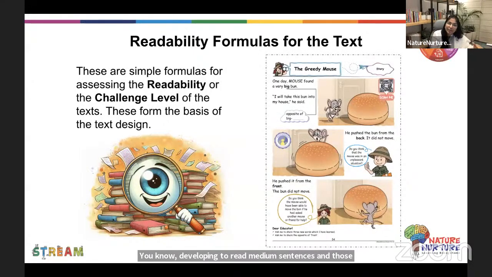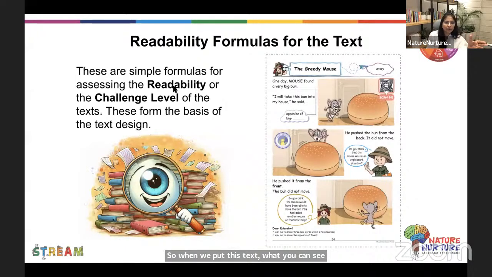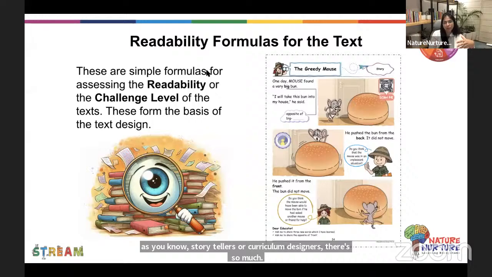But for that, you need to know the learning levels of every child, so you have to keep observing on a day-to-day basis. There are simple formulas, and there are softwares. We put the text in and find out the reading age of this text. What you can see in front of you says somewhere around 5 to 6 years, so it's meant for grade 1, right? As storytellers or curriculum designers, there's so much research that goes into designing the content or the pedagogical practices.